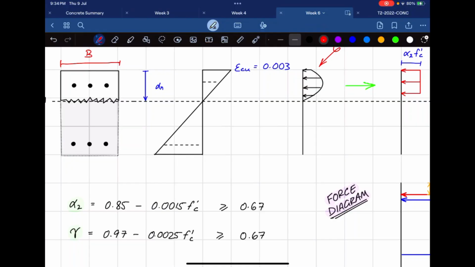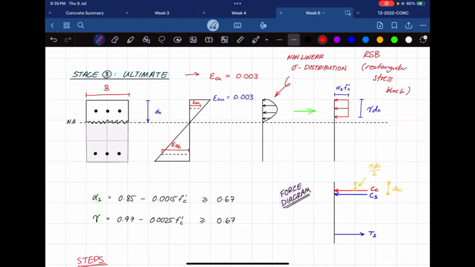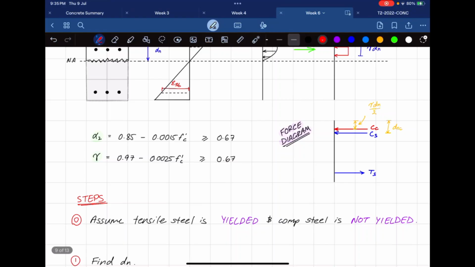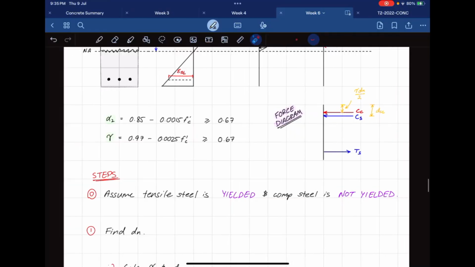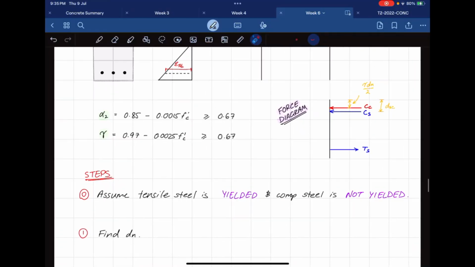So I'm going to say that from here to here is SC, from here to here is ST. And using similar triangles, you can figure it out. But the steps are a bit different to what we did earlier. To figure out dn, it's actually a bit harder. Maybe not harder, but it's a bit lengthier.